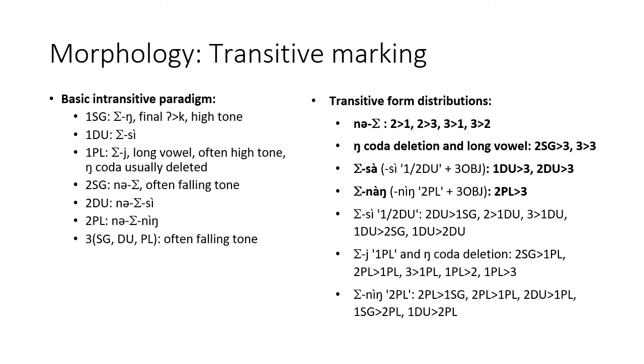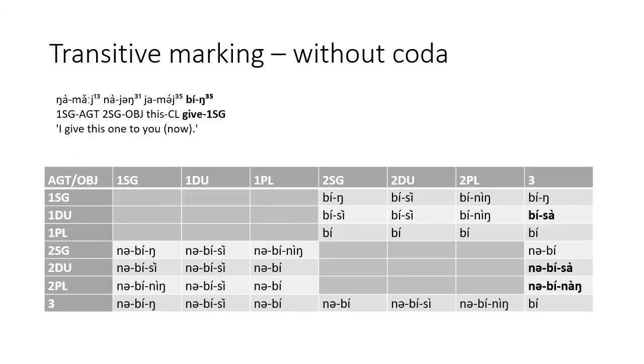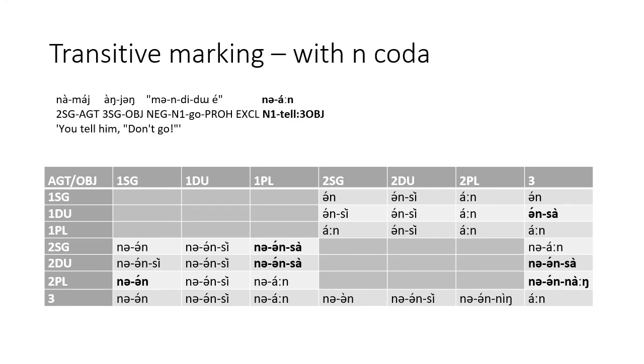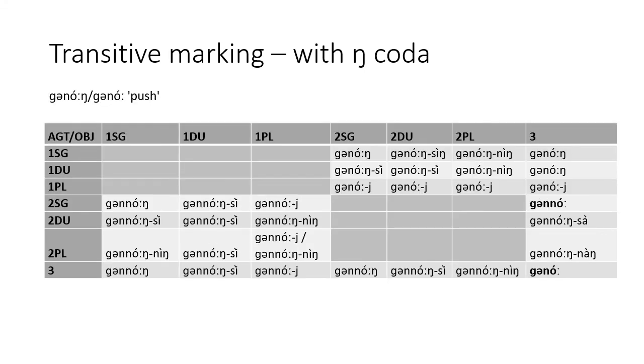dual suffix si becomes sa with a third person object, and the second person plural ning becomes nang with a third person object. So here is an example of the basic paradigm with different person marking. Here's with a na coda. Here's with a nga coda, and notice the highlighted or bolded examples of the nga coda deletion with the second person singular agent or a third person agent and a third person object.